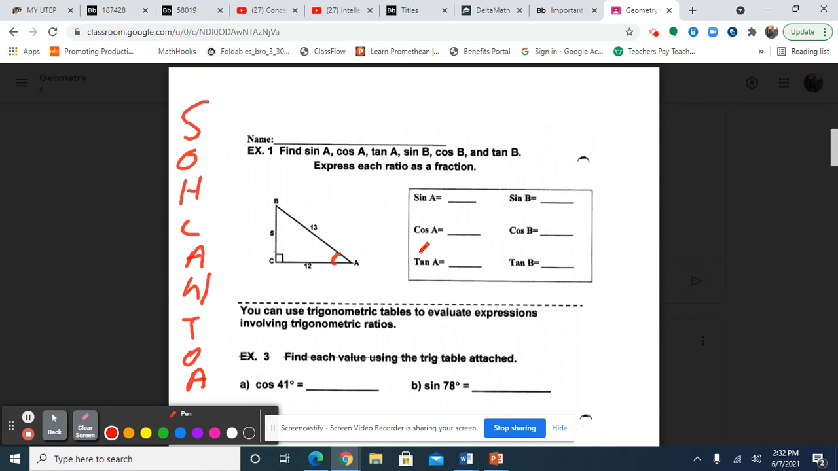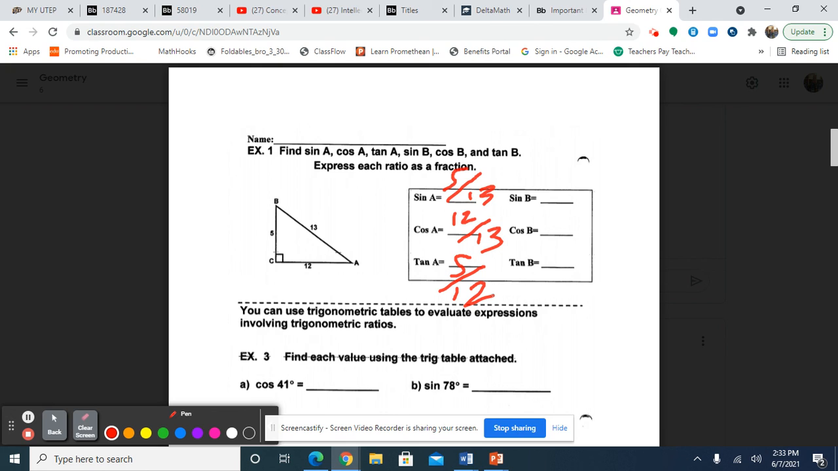So the sine of A is opposite over hypotenuse, so it's going to be 5 over 13. And cosine is going to be adjacent over hypotenuse, so it's going to be 12 over 13. And tangent is opposite over adjacent, which is 5 over 12.